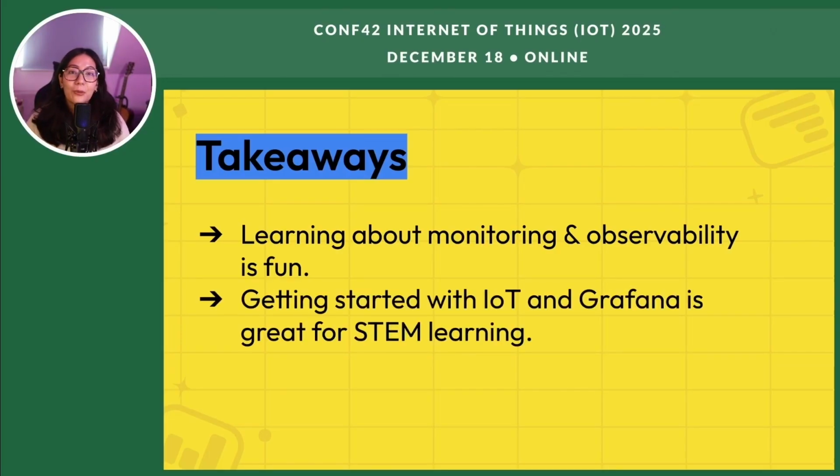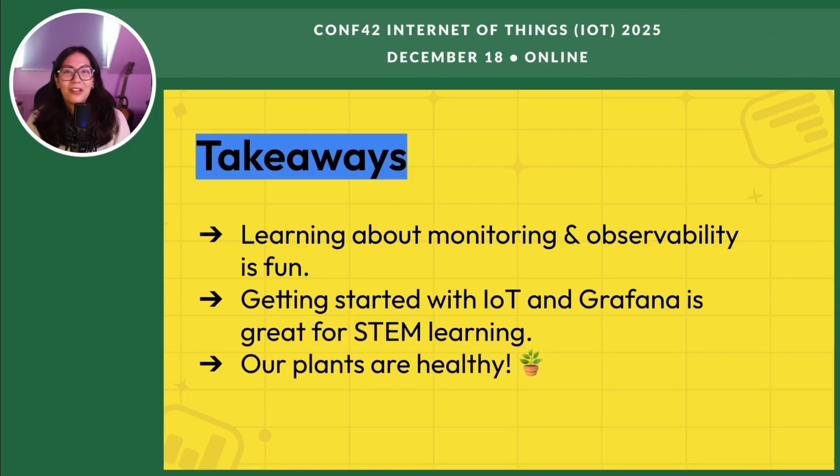Getting started with IoT and Grafana is great for STEM learning. After this project, we're thinking of adding an automated watering system and also maybe start other IoT projects. This way, I can also support her interest in STEM subjects. And finally, our plants are healthy.